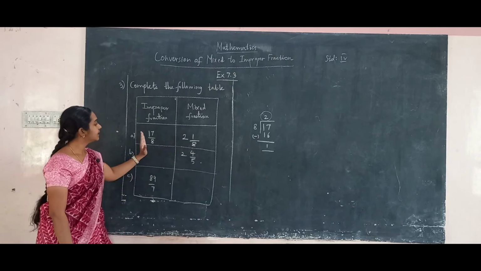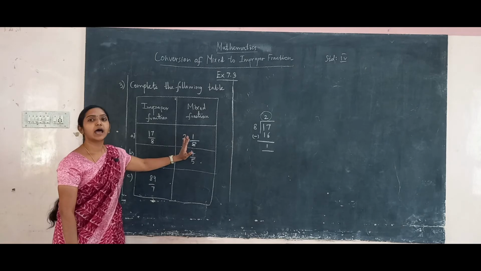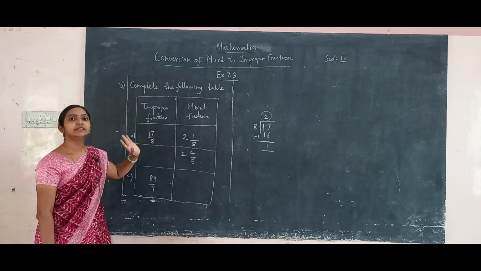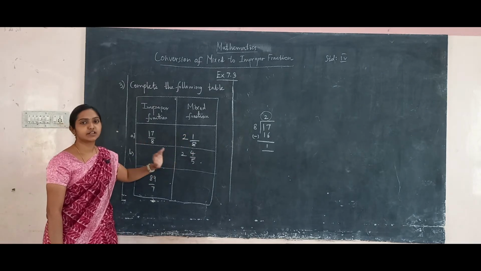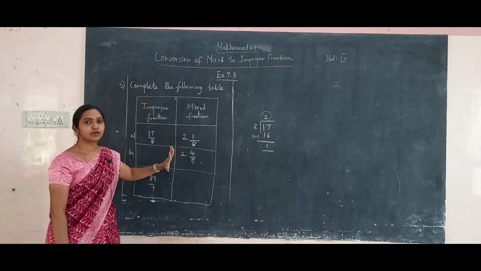To convert improper fraction into mixed fraction and mixed fraction into improper fraction, the denominator will remain unchanged. The denominator will remain as it is.